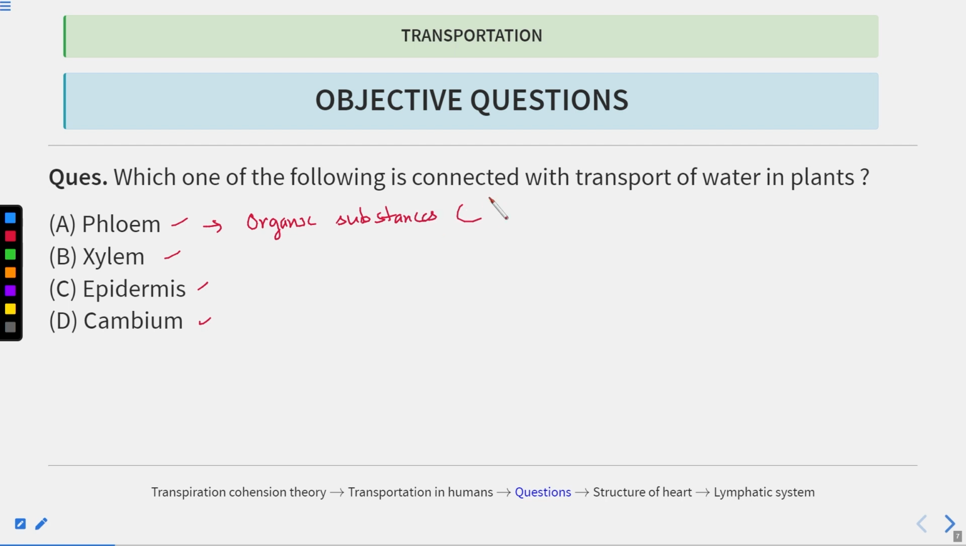What are the components of the phloem? It is made up of sieve tubes and companion cells. These are the living cells present in the phloem. Apart from these, phloem fiber and phloem parenchyma are also present.